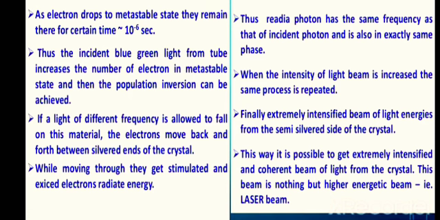When the intensity of the light beam is increased, the same process is repeated. Finally, an extremely intensified beam of light emerges from the semi-silvered side of the crystal. This way, it is possible to get an extremely intensified and coherent beam of light from the crystal. This beam is nothing but the high energetic beam, that is the ruby laser beam.